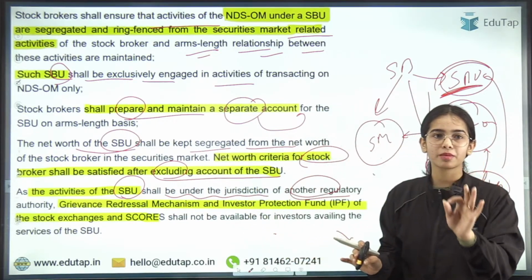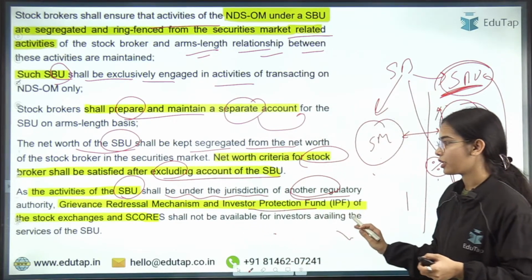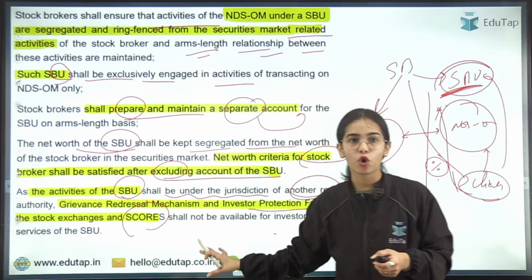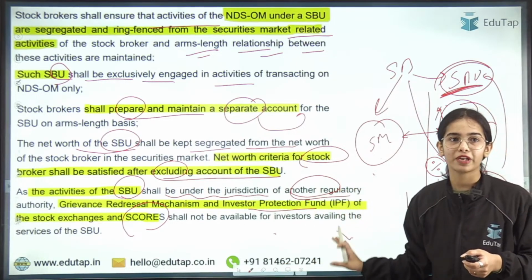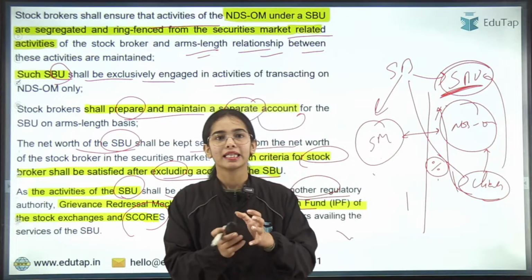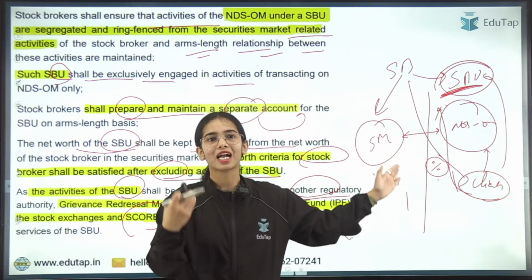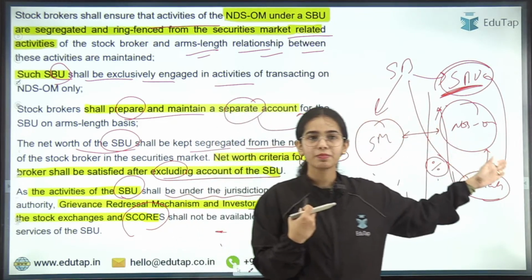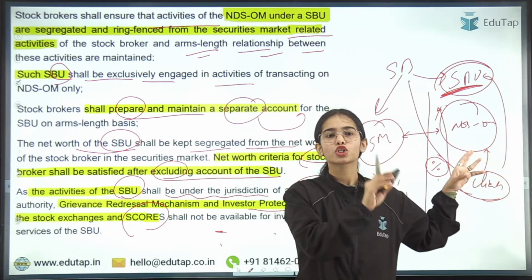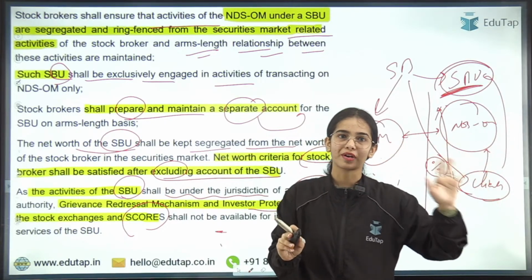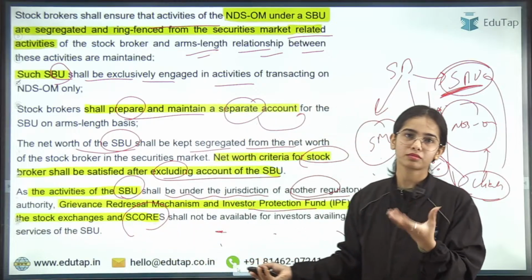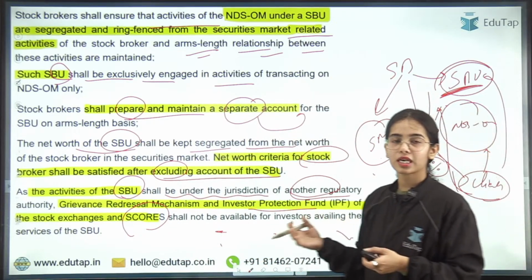The grievance redressal mechanism and investor protection fund of the stock exchanges and the SCORES platform of SEBI shall not be available for the investors that are availing the services of the SBU. So simply SEBI has said that the securities market is our domain, which we will take care of. The SBU, the separate business unit, will work in the domain of the RBI, so our facilities will not be provided there. Simply, this is the idea. Okay, and this is the circular of SEBI.